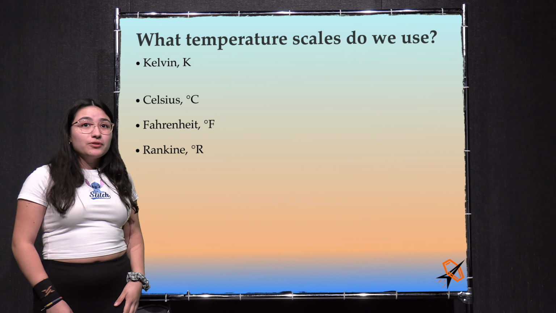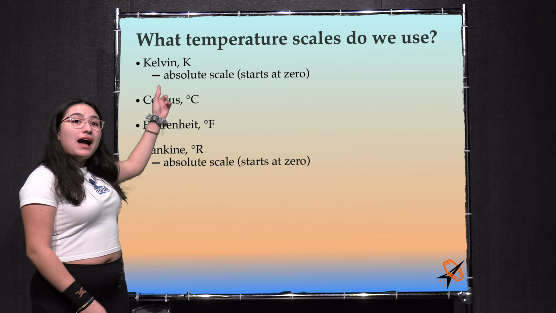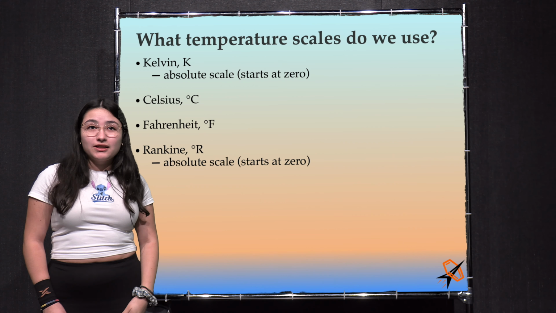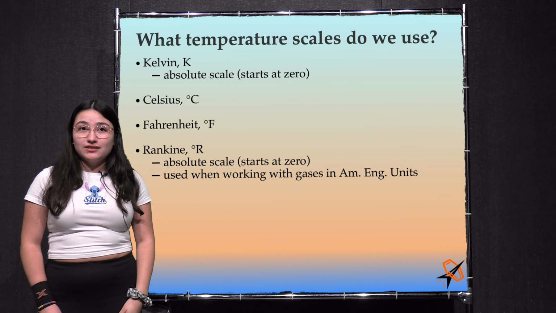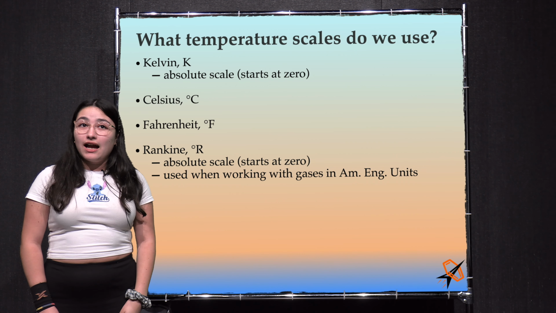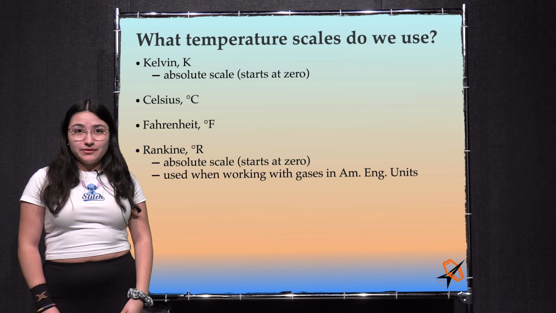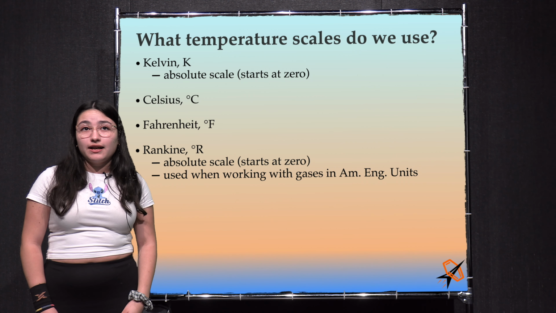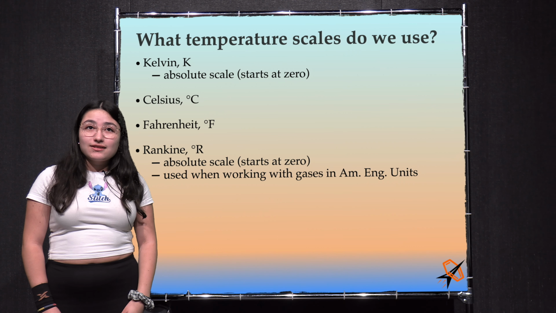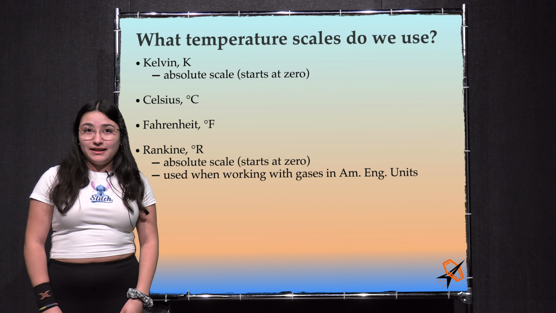Kelvin and Rankine are both absolute scales starting at the same absolute zero, at which all particle motion stops. Rankine is used when you are doing calculations such as the ideal gas law and you want to work in American engineering units. For example, if you're measuring temperatures in degrees Fahrenheit and you want to use the ideal gas law, convert the temperatures to Rankine.